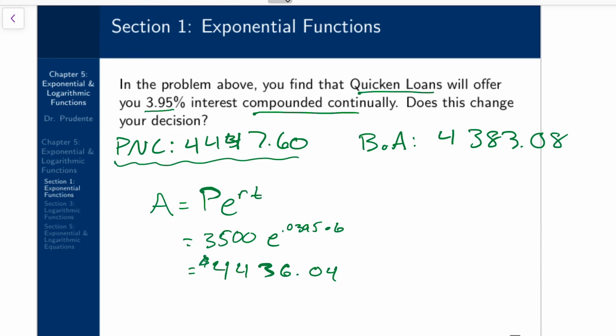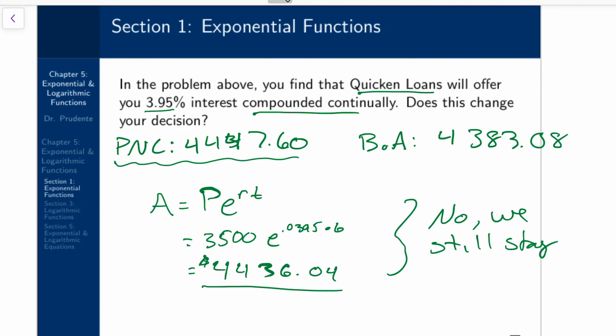So it turns out that continually compounding interest doesn't mean we get an infinite amount of money. There still is a limit. This is how much money we have in our account. And to answer our question, no, we still stay with good old local PNC.